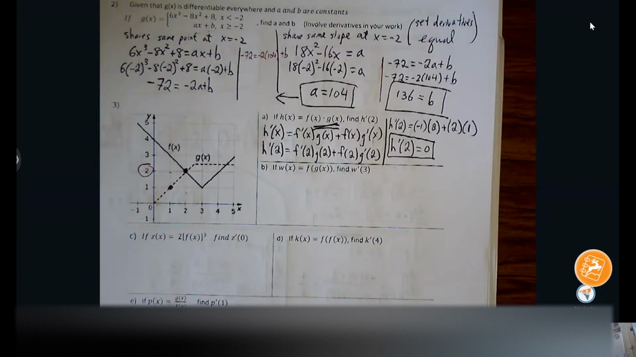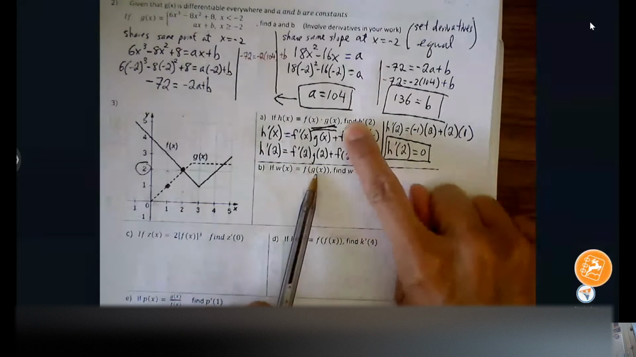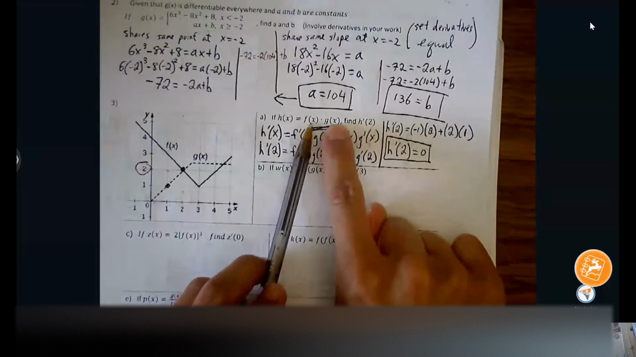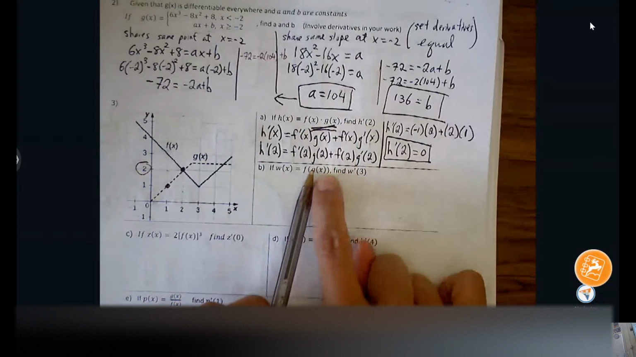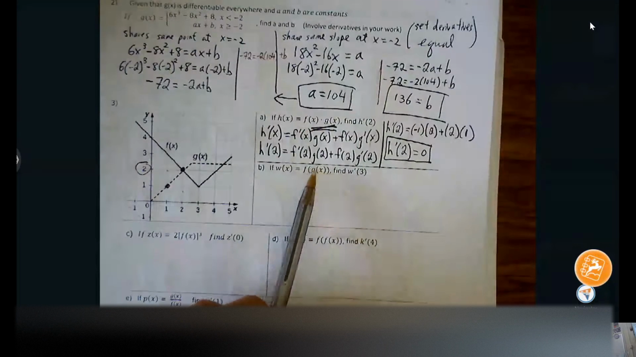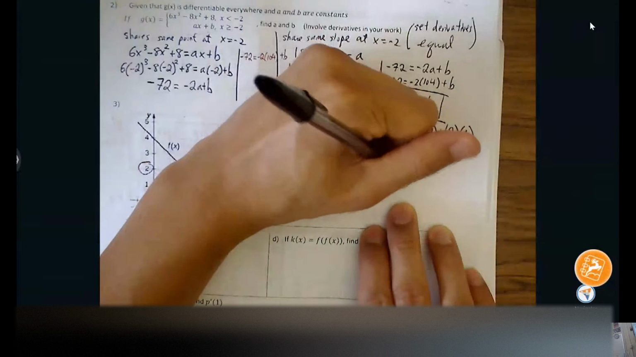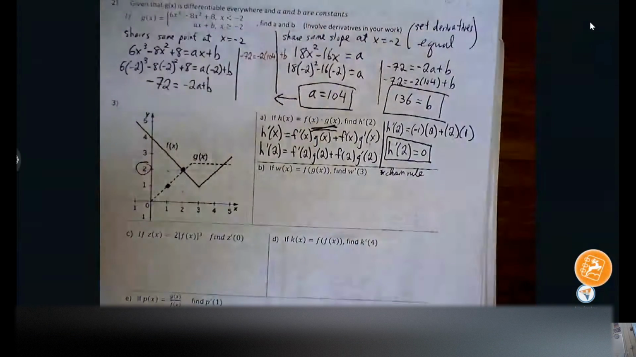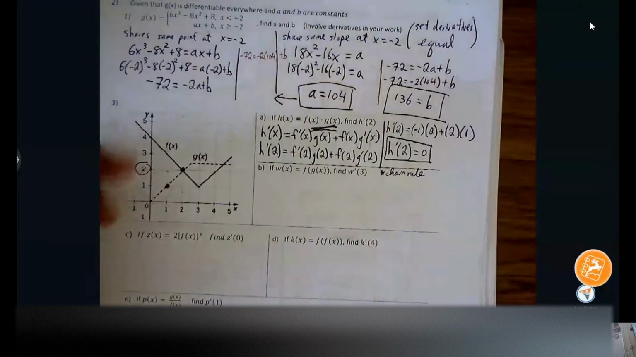Okay. Part B. This is chain rule, right? It looks kind of similar because they both have f and g, but you see how these have x's in 2 places? So these are 2 separate functions. This only has 1 x, so it's a function within the function. So this is chain rule. So chain rule says outside's derivative times inside's derivative.